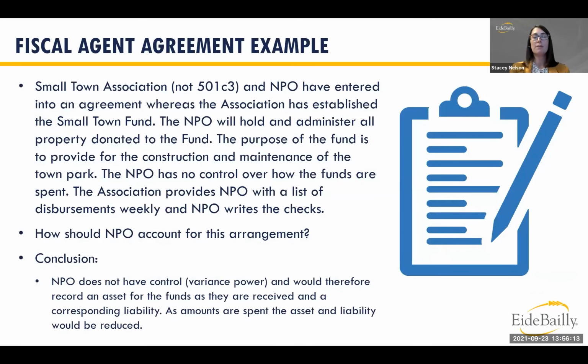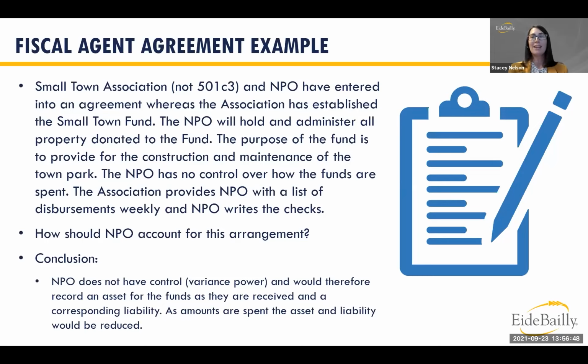So here is an example of a fiscal agent. We have Small Town Association, which is not a 501c3, and a nonprofit that have entered into an agreement where the association has established the Small Town Fund. The nonprofit's going to hold and administer all the property donated to the fund. The purpose of the fund is to provide for the construction and maintenance of a town park. The nonprofit has no control over how the funds are spent. The association is going to provide the nonprofit with a list of disbursements weekly, and the nonprofit's going to write the checks. So how would this be accounted for?